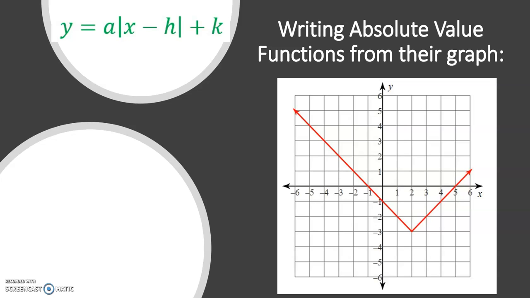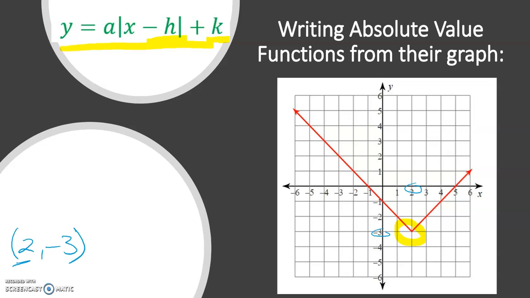Here we have an absolute value function graphed, and we're going to try and write it in the general form of an absolute value function. So we need to have a look, and we need to identify the vertex here, which is always our h and our k. So if we have a look, we can see that the x value is 2 and the y value is negative 3. So our vertex is at 2 and negative 3.